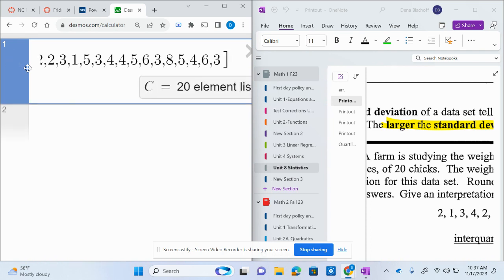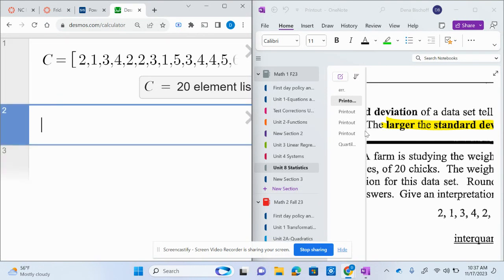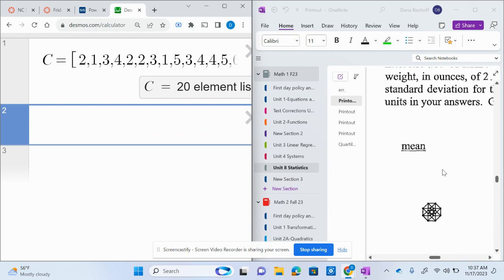Okay. So 20 elements. We got our data set in there. The first thing that I need to find is my mean. That's what it's asking me for. How do I find the mean of a set?